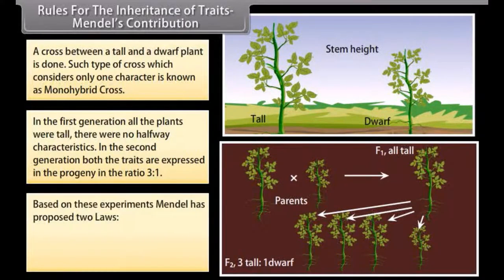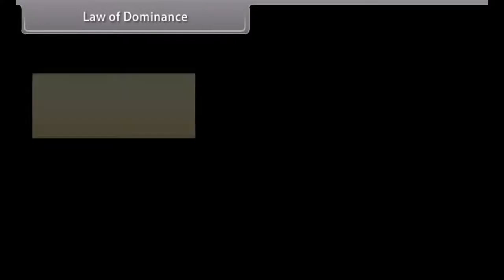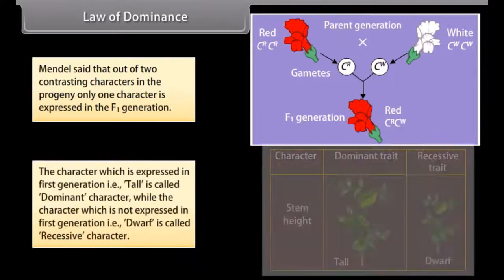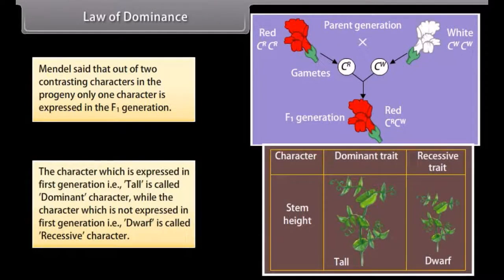Based on these experiments, Mendel proposed two laws: law of dominance, law of segregation. Law of dominance. Mendel said that out of two contrasting characters in the progeny, only one character is expressed in the F1 generation. The character which is expressed in first generation, that is, tall, is called dominant character, while the character which is not expressed in first generation, that is, dwarf, is called recessive character.